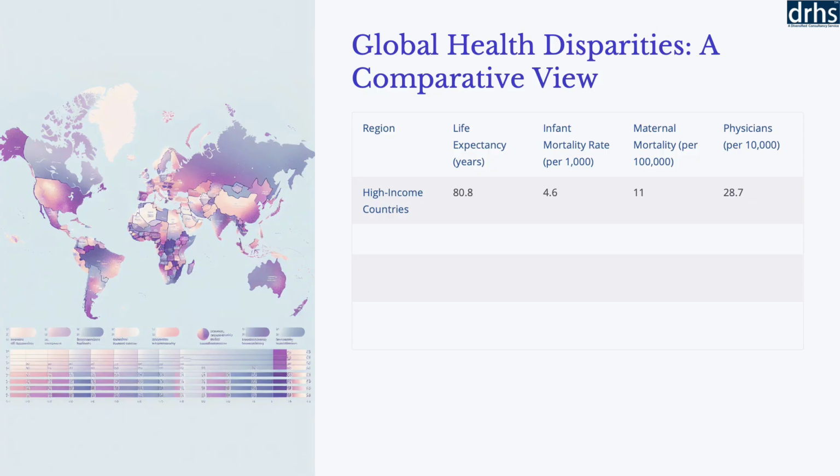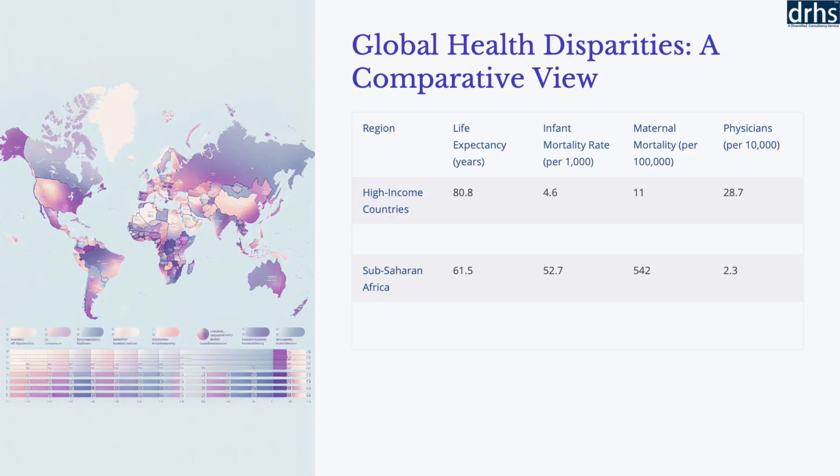In stark contrast, sub-Saharan Africa faces the most severe challenges, with a life expectancy of 61.5 years, an infant mortality rate of 52.7, and a devastatingly high maternal mortality ratio of 542. This region also suffers from a critical shortage of health workers, with only 2.3 physicians per 10,000 people.